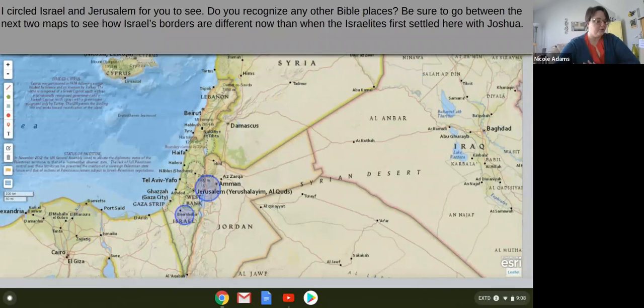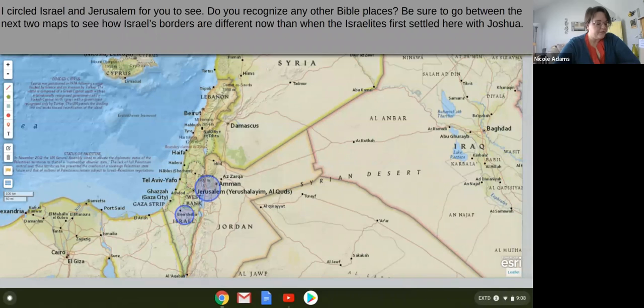Now you can see where Israel and the city of Jerusalem are. I circled them in blue. What have you learned about Jerusalem? Oh, if we were together, we could talk about so many things that happened there. King David and Jesus and so many other stories.